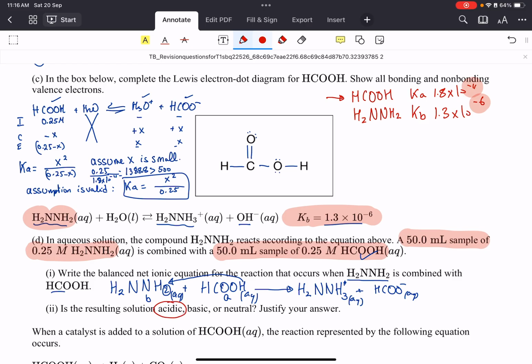What did you do? You just compared Ka to Kb. So you will say because the Ka of the acid is larger than the Kb of the base, it is acidic.